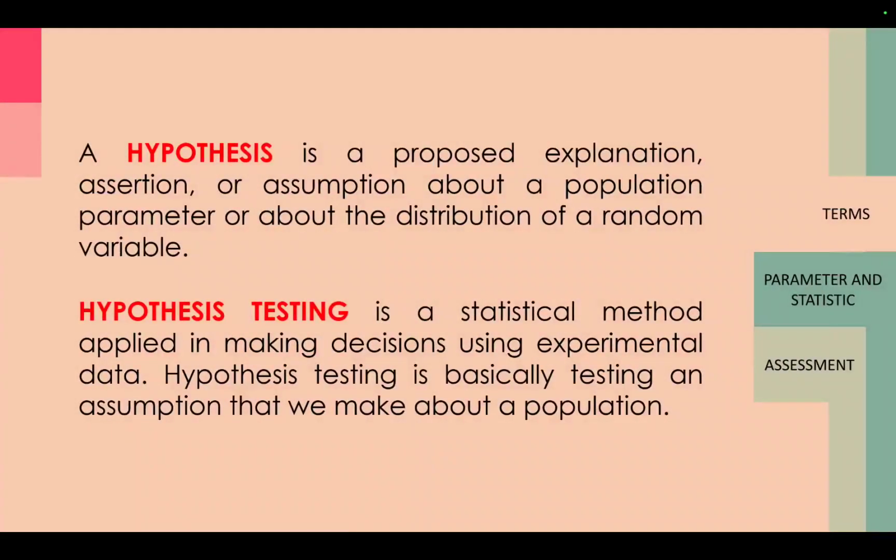When you say hypothesis, it is a proposed explanation. It is an assertion. It is an assumption about a population parameter or about the distribution of a random variable. So that is what we call a hypothesis. It is something that you believe in, that you thought could be true, possible to happen based on the population or based on your sample.